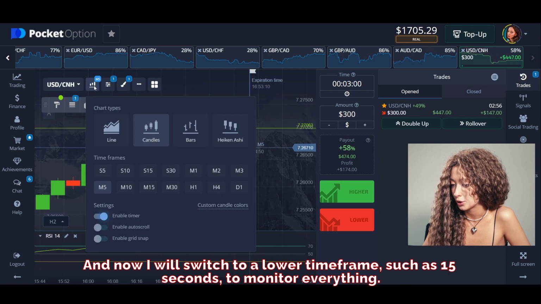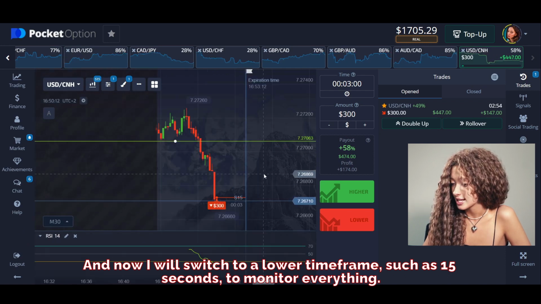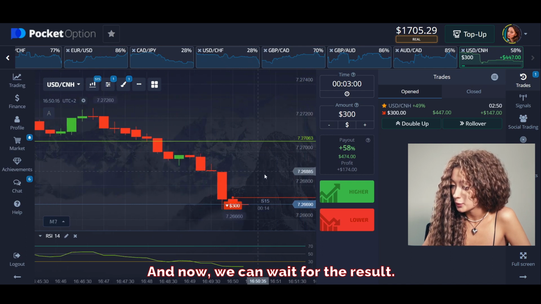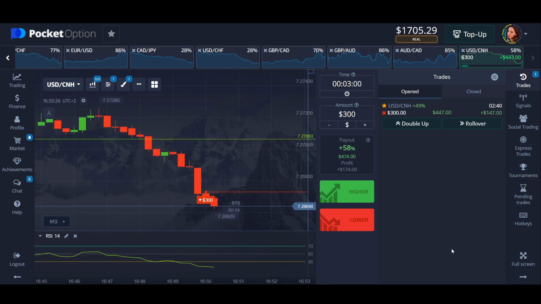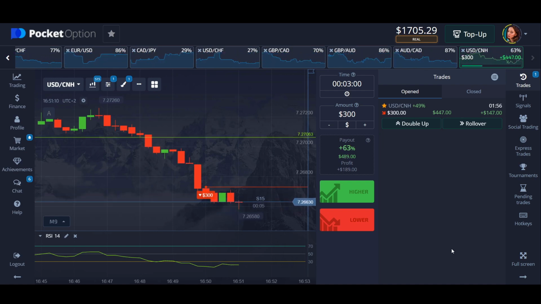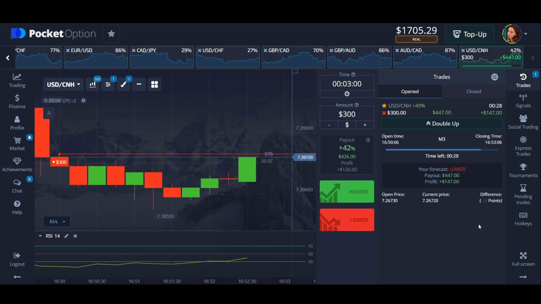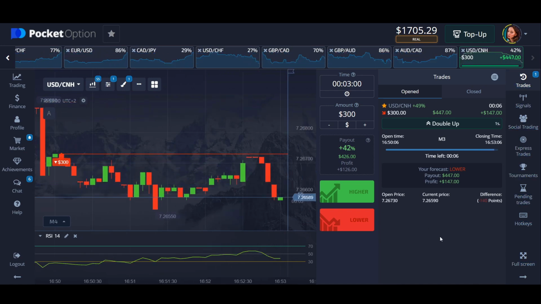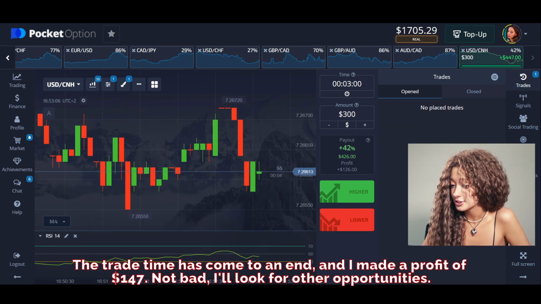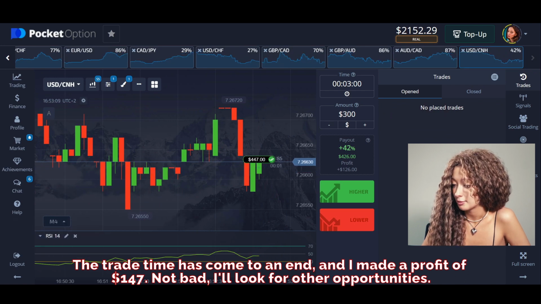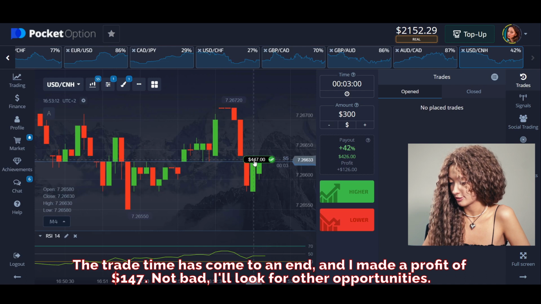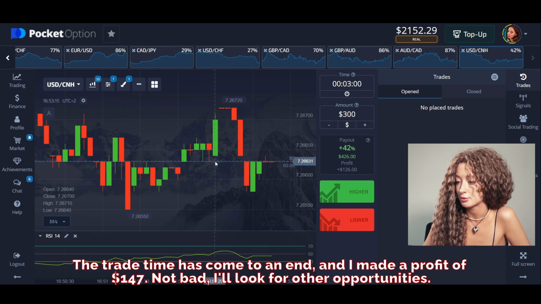And now I will switch to a lower time frame such as 15 seconds to monitor everything. And now we can wait for the result. The trade time has come to an end, and I made a profit of $147. Not bad, so I will look for other opportunities.